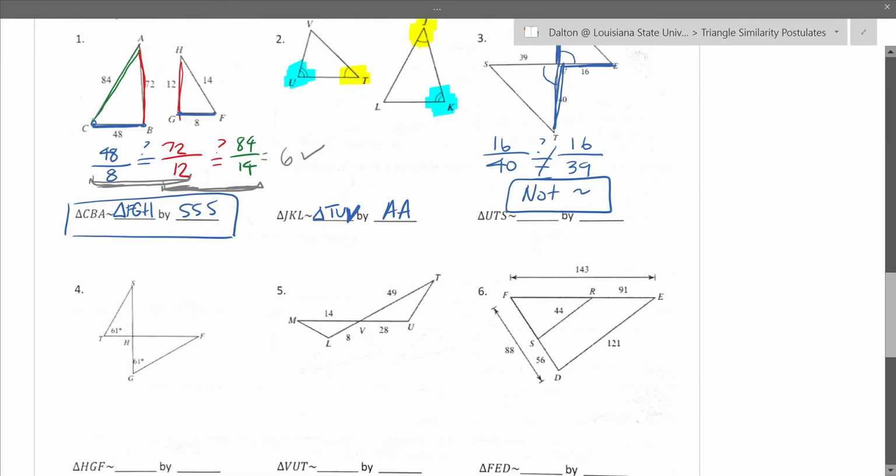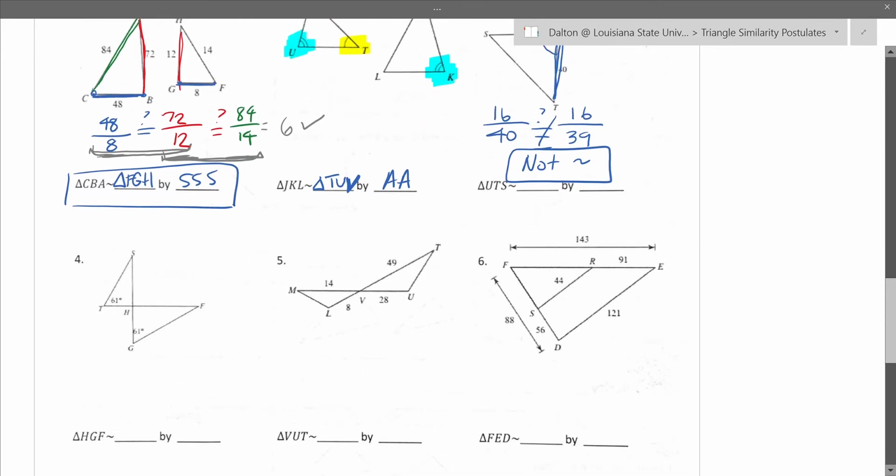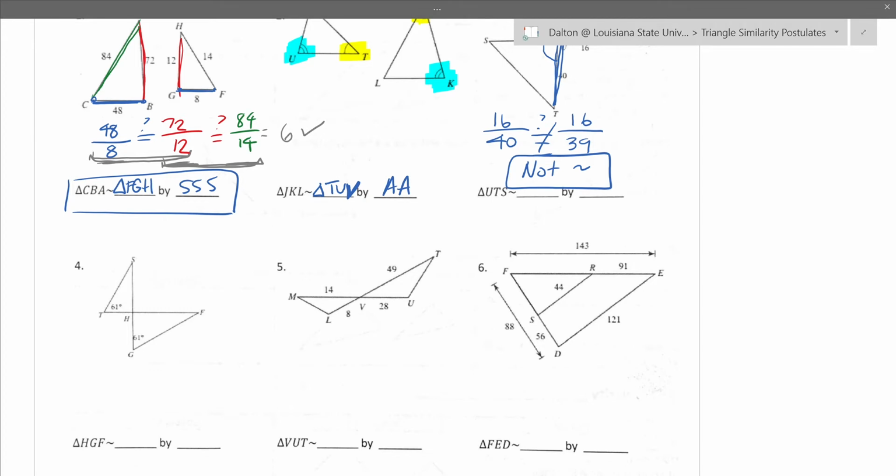Number 4, I have a 61-degree angle that is congruent to 61 degrees. So that's 1 pair of angles that are congruent. And again, you see this double triangle configuration where they meet at a point in the middle like this. And then we also know that this angle H on the left side is congruent to that on the other side, because those are vertical angles.